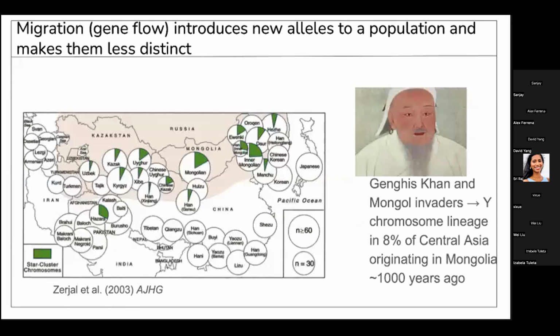And migration also has a very important signature at the granular level. So this is a very famous example of gene flow that happened in Asia around the time of Genghis Khan. What we've seen through the historical knowledge of the invasion of Genghis Khan throughout Southeast Asia and the Central Asian steppes is that there's a Y chromosome lineage in 8% of Central Asia that originated in Mongolia 1,000 years ago. These are all attributed to his invasion. And this pattern of variation persists in today's society.